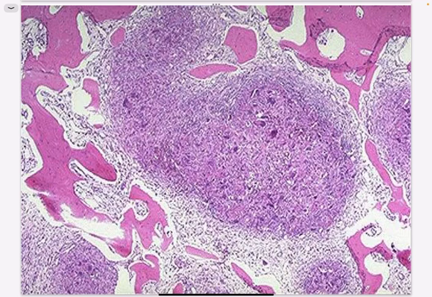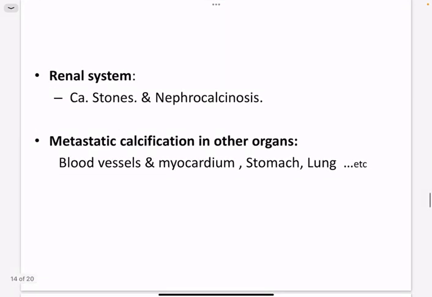Renal system: we finished the skeletal system, and we said the skeletal system is mainly due to the effect of the parathyroid hormone on the bone. On the kidney, the main manifestations, like with other organs, are related to hypercalcemia caused by hyperparathyroidism. So in the renal system they get calcium stones and nephrocalcinosis. Nephrocalcinosis is very serious, it can cause renal failure, acute renal failure.